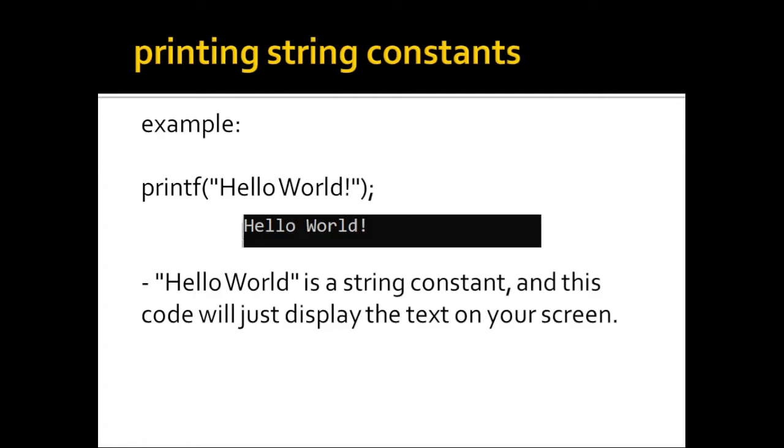So how do we print string constants? We have here an example. We just use printf, and then we have the string constant inside the parentheses. A string constant is enclosed in double quotes, just like what is shown here. You notice that hello world is enclosed in double quotes. So the output of this will be hello world. It will just display the text on your screen.